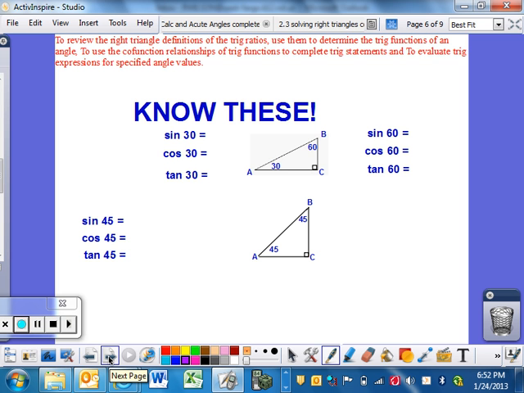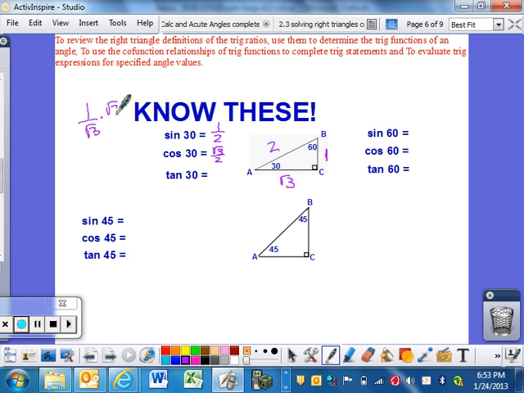Okay? So when we get into our 30, 60, 90 triangles, the same thing's kind of happening. If you have a 30, 60, 90 triangle, hopefully you know opposite 30 is 1, opposite 60 is root 3, your hypotenuse is 2. If I get the sine of 30 degrees, it's opposite over the hypotenuse, so it's going to be 1/2. Cosine of 30 degrees is going to be square root of 3 over 2. And then tangent of 30 degrees is going to be 1 over root 3.